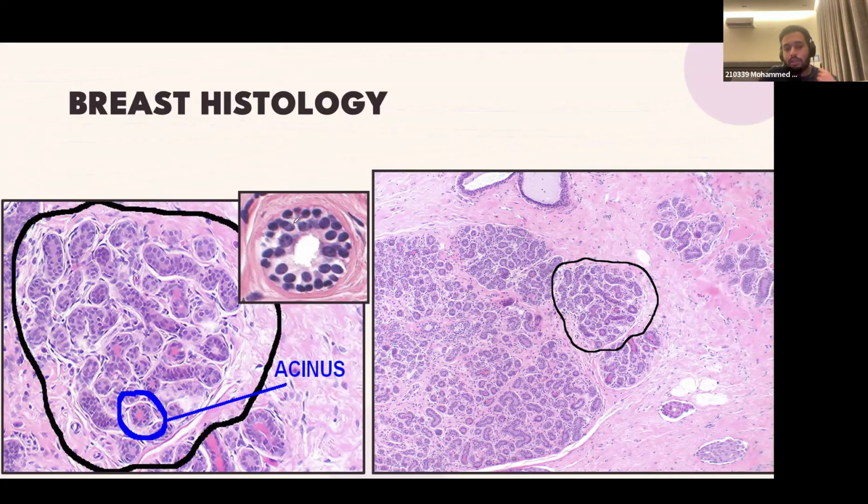Two layers. Excellent. The first layer is epithelial. The second layer is what? Myoepithelial cells. Good. Okay. Increase the number of the pathologies. Okay. That's pretty much that.